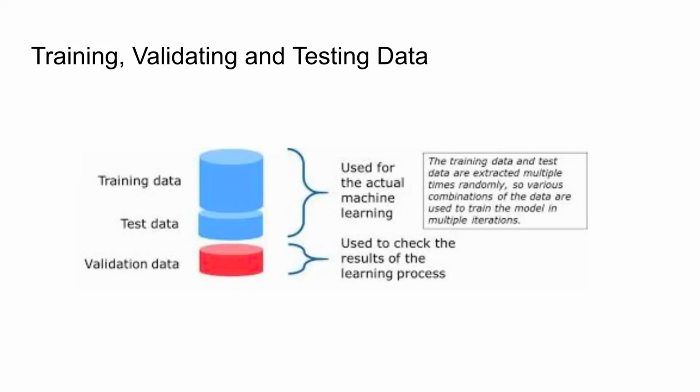And then there's validation data that checks the results of the learning process and helps protect models from overfitting and underfitting. From my understanding, validation data doesn't need to be labeled usually.